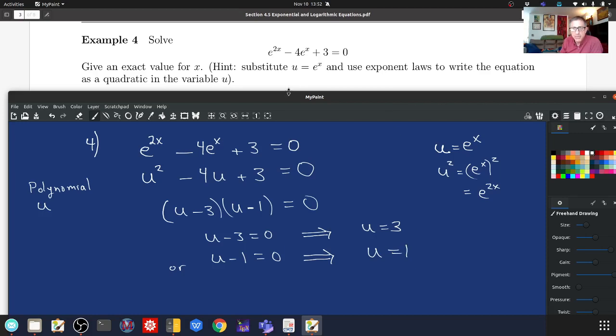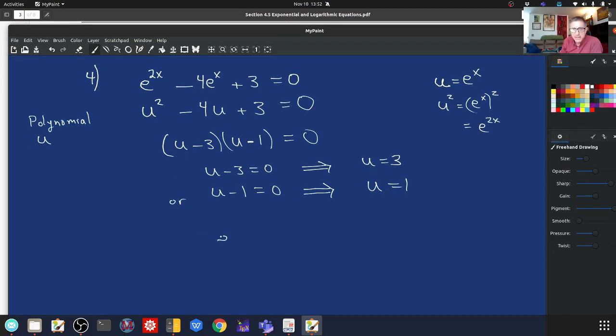So let's take both of those. So that means e to the x is equal to 3. Well, that's easy to solve. We just take the natural log of each side. That means x times ln of e, which is another way of writing 1, is equal to the natural log of 3, which means since the natural log of e to the base e is 1, that means x is equal to the natural log of 3.